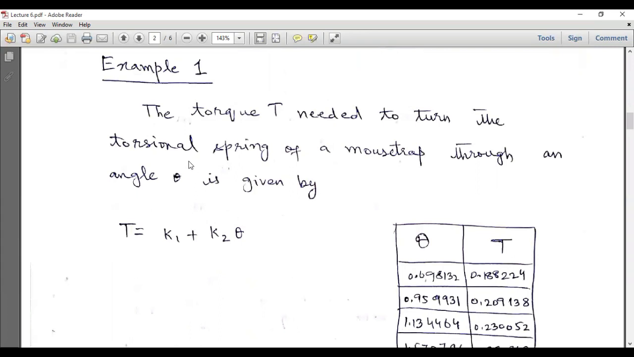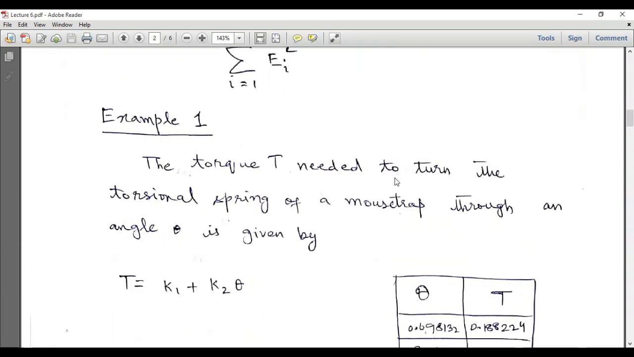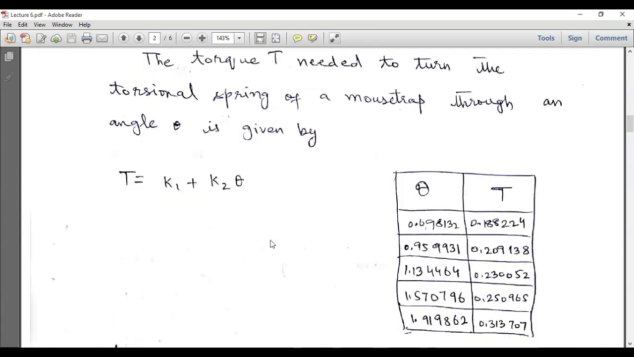And in this example, we are given a torque needed to turn the torsional spring of a mouse trap through an angle theta. So these are the values of theta, these are the values of T. Theta is our independent variable, torque is our dependent variable, and T is equal to k1 plus k2 theta. This is our linear regression model. We have to evaluate the values of k1 and k2.